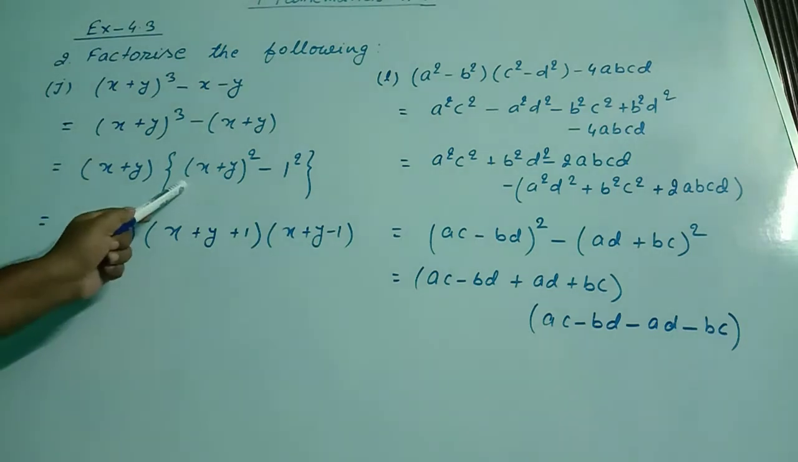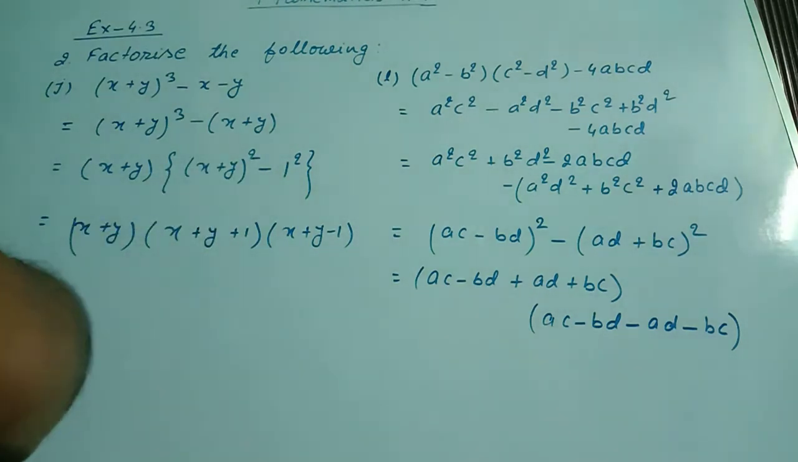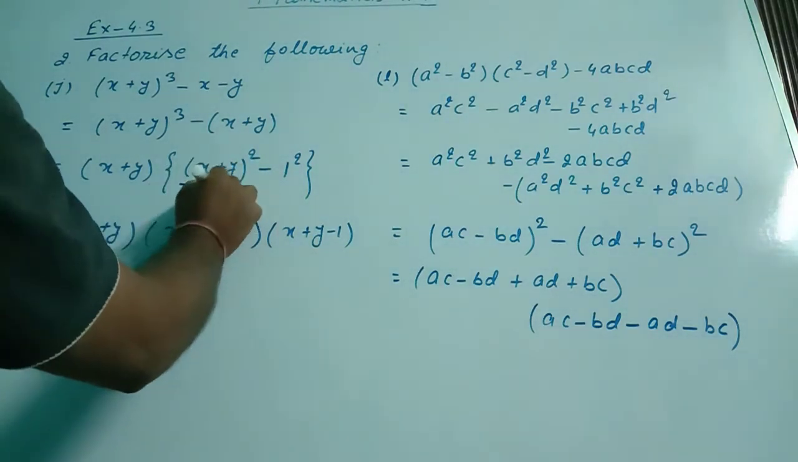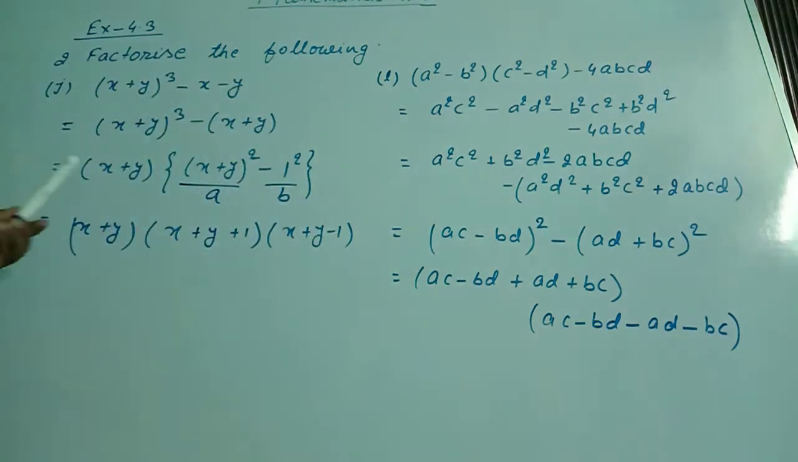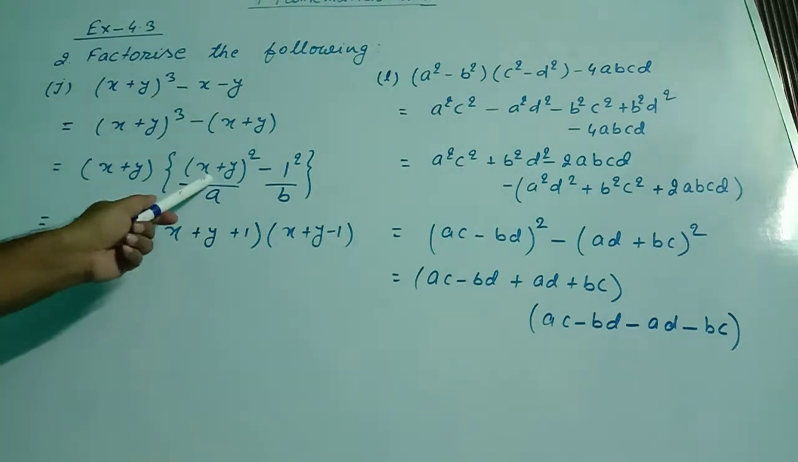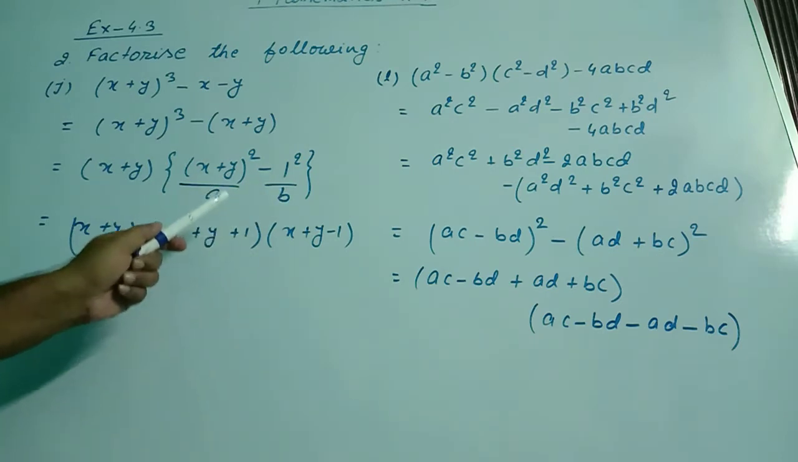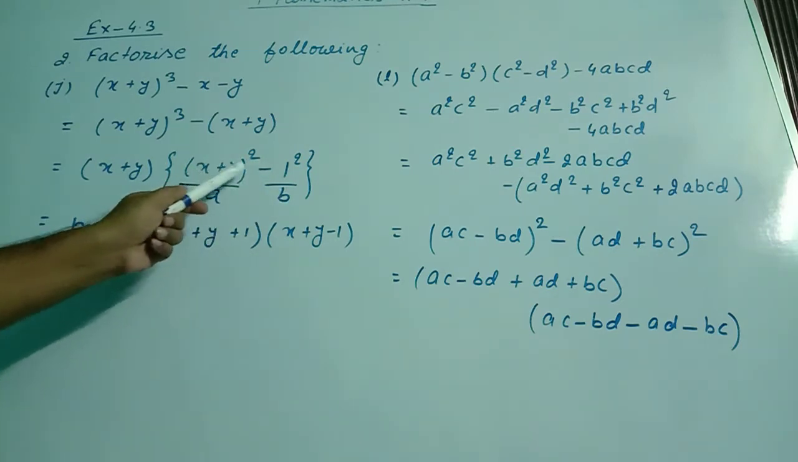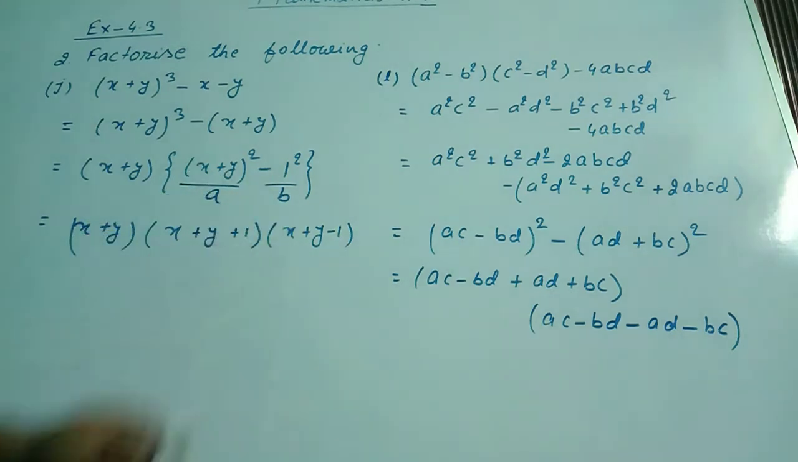Now we are seeing that this is in the form of a² − b². This much is a and this much is b. So this part of the expression is written the same, x + y, and this is a² − b², so (a + b)(a − b). a + b means x + y + 1, and a − b means x + y − 1. These became the factors of the given expression.